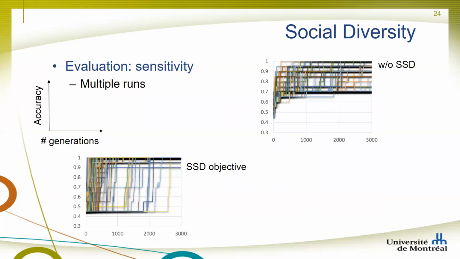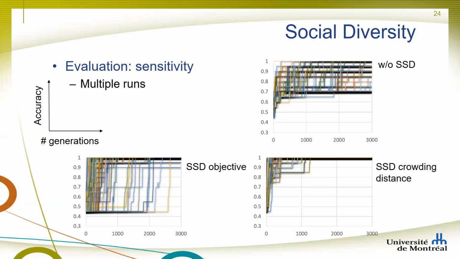With the social diversity as an objective, we have a better situation. Most of the solutions converge somehow quickly, and we have some that converge later. But with the crowding distance, the convergence is very fast, and we have almost the same behavior except for one or two executions, which is a good result.